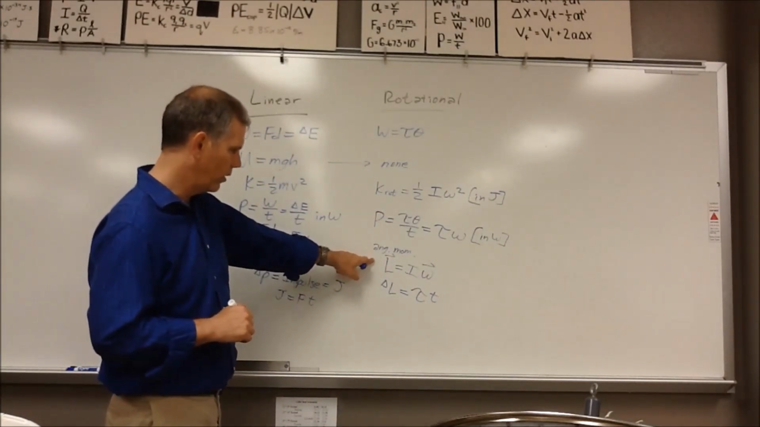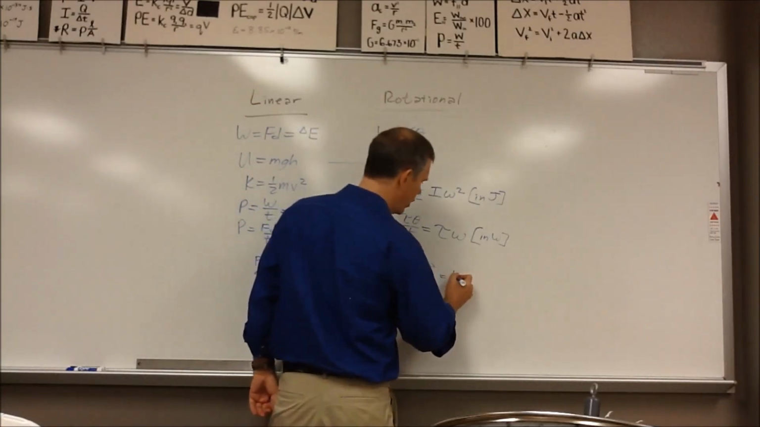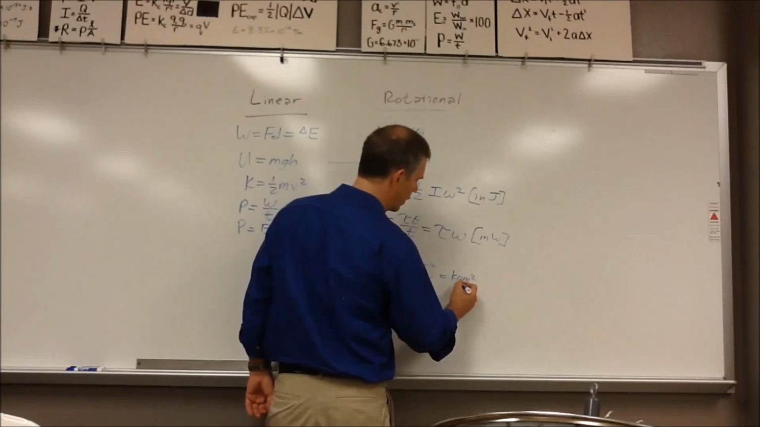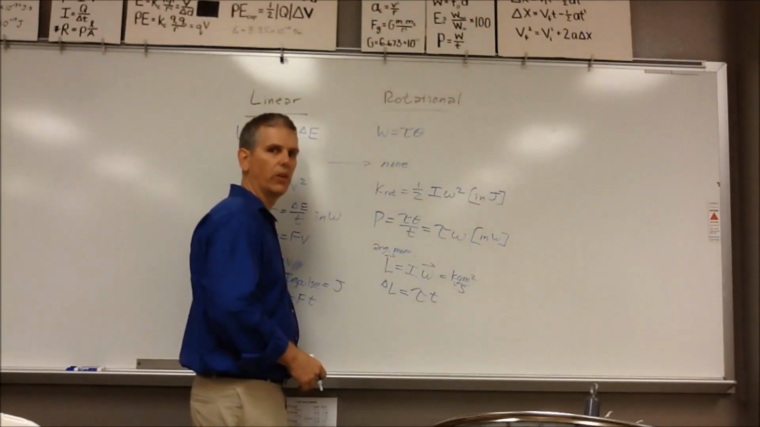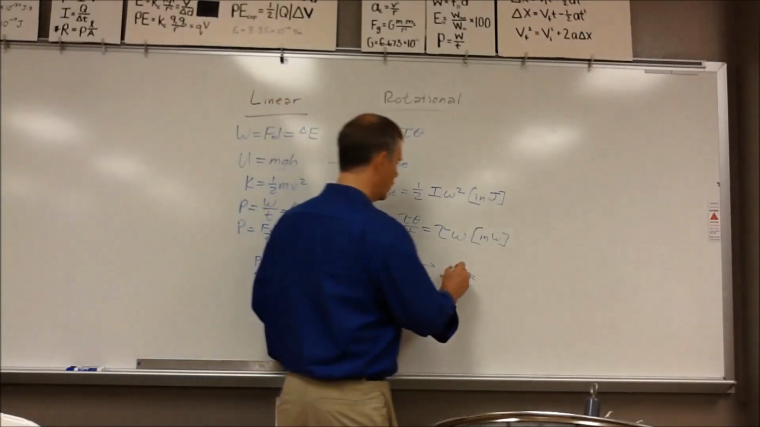Well, just what are the units for angular momentum? That would be kilogram meters squared times radians per second. And remember, radians is a nothing unit. Kilogram meters squared per second. Those are the units for angular momentum.